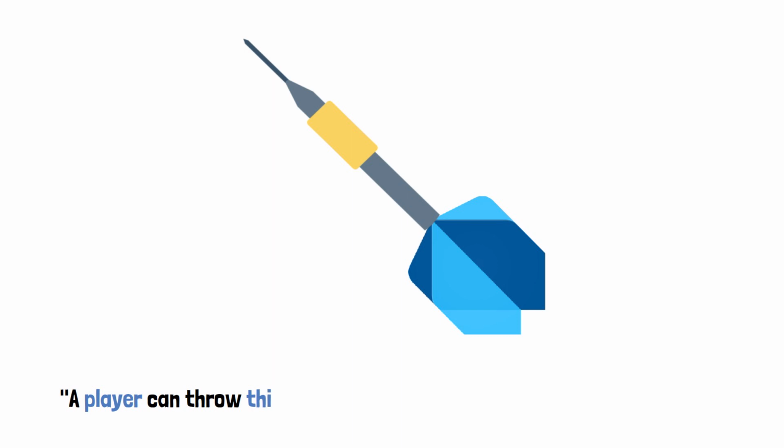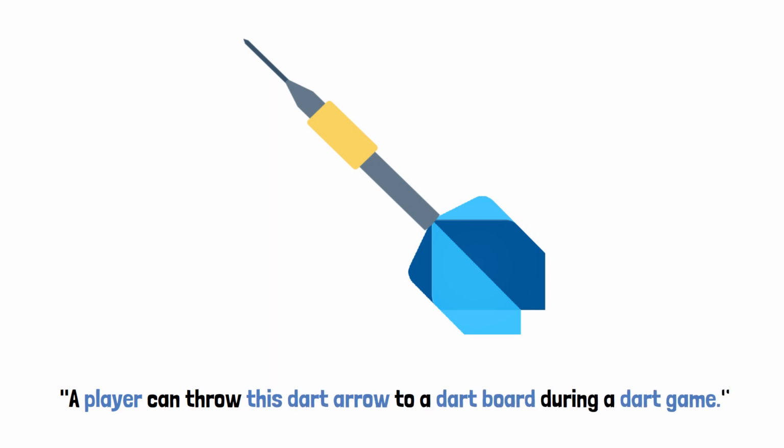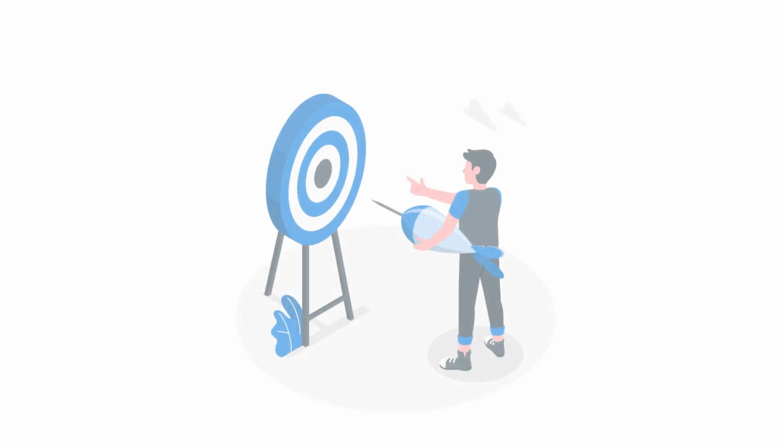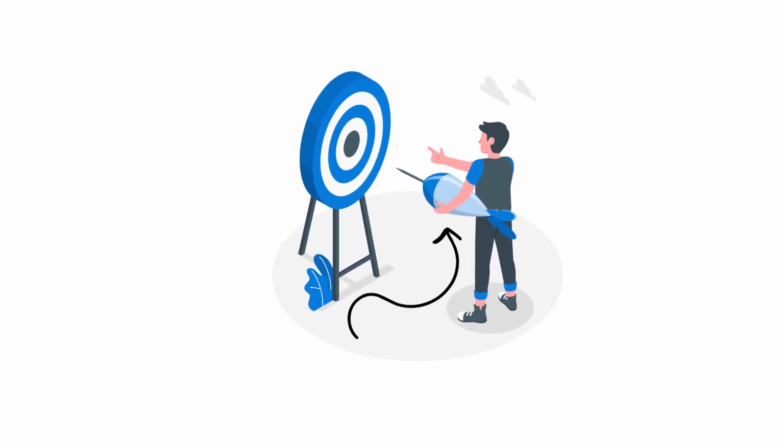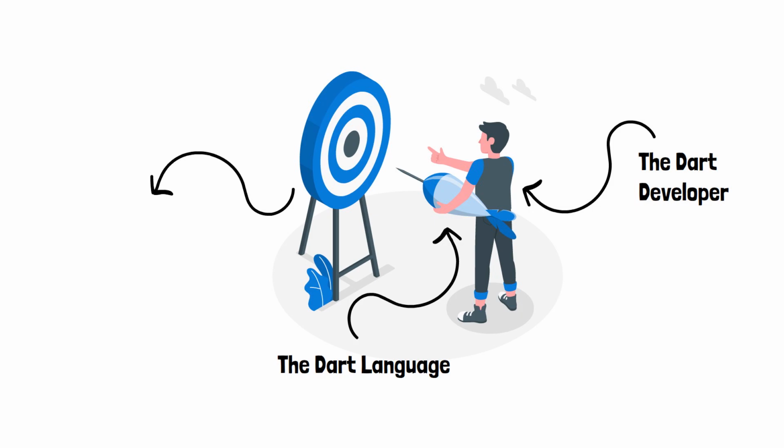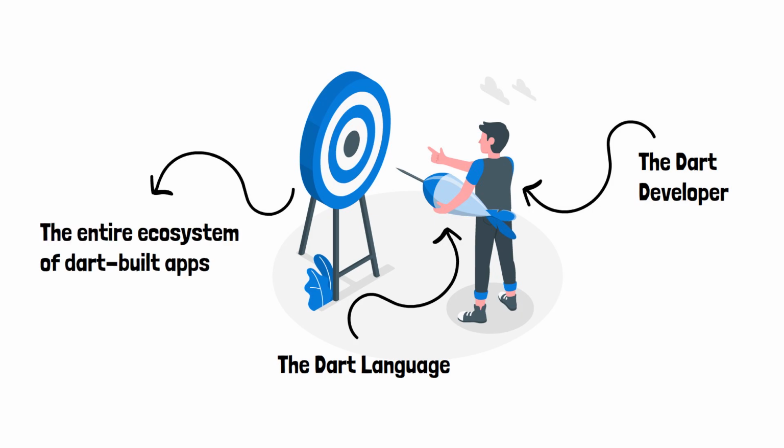Think about this for a second. A player can throw this dart arrow at a dartboard during a dart game. It might seem a little bit funny, but in the previous analogy lies the entire definition of the Dart language, or so I think it does. We think of the Dart arrow as being the Dart language, the Dart player as being the Dart developer, and the Dart board as being the entire ecosystem of Dart-based apps.